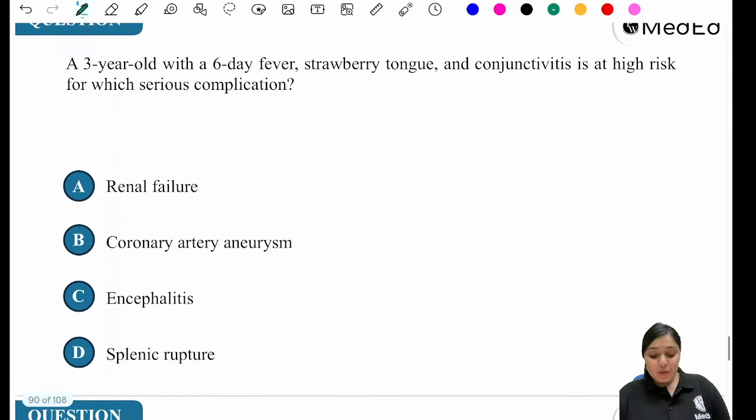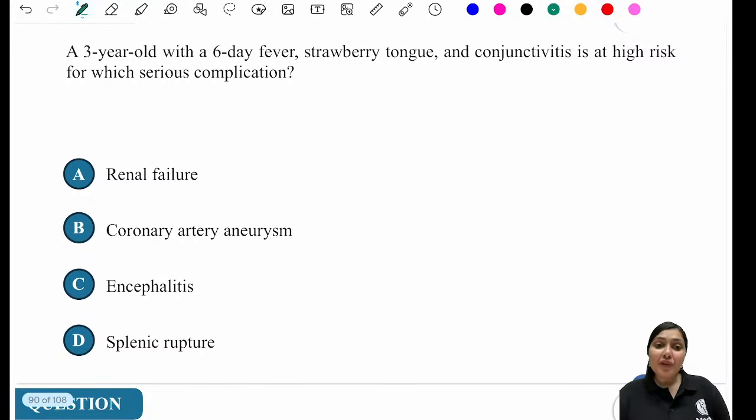Okay, so moving to the next question. We have a 3-year-old child with 6-day fever, strawberry tongue, conjunctivitis. This child is at high risk of which of the following serious complication? Renal failure, coronary artery aneurysm, encephalitis, or splenic rupture. So what is this? 6-day fever, strawberry tongue, conjunctivitis, 3-year-old child. This is nothing but Kawasaki disease, and we all know important serious complication of Kawasaki disease. What's that? This is coronary artery aneurysm, option B.